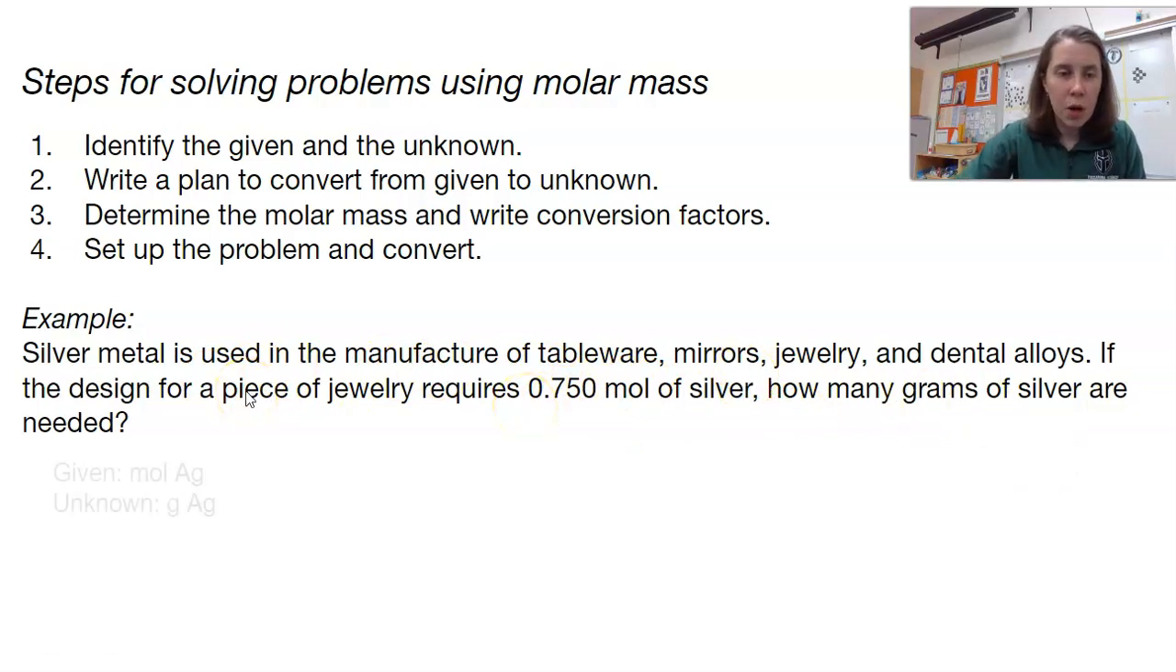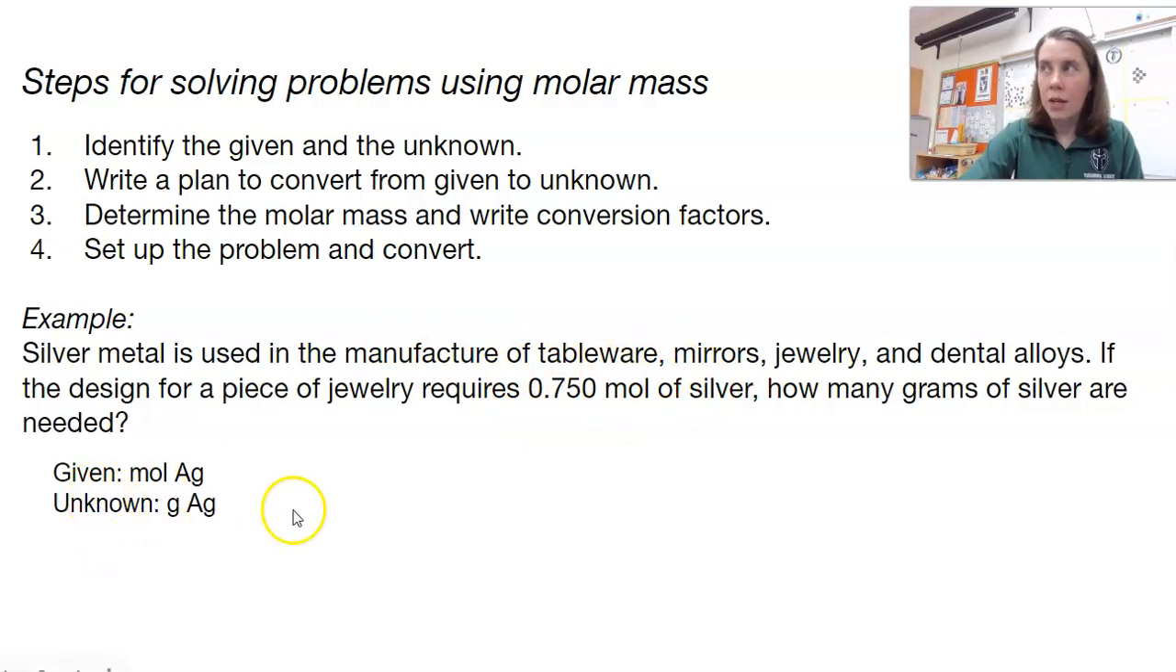All right, so we are given moles of silver, right? That's the units that we know, and we're trying to find the grams of silver. So our plan is going to be to go from moles to grams. All right, so this is a relatively straightforward plan because it's just one step. And then to do that, we're going to need the molar mass.